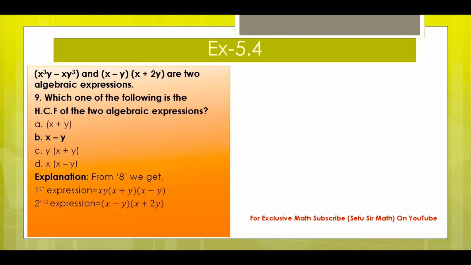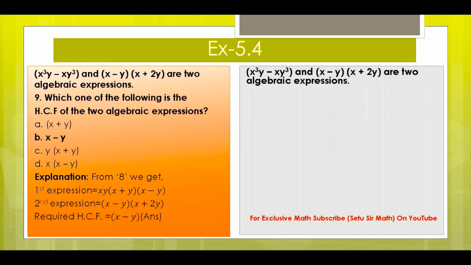Now the second expression, x minus y into x plus 2y. So this second expression is already in factor form, so we don't need to do anything, we just have to find the HCF. And it is a very easy process: you can see in the first expression there is an x minus y, and in the second expression there is an x minus y. These two are common, except the others. So we know the highest common factor is x minus y, that is the common one.